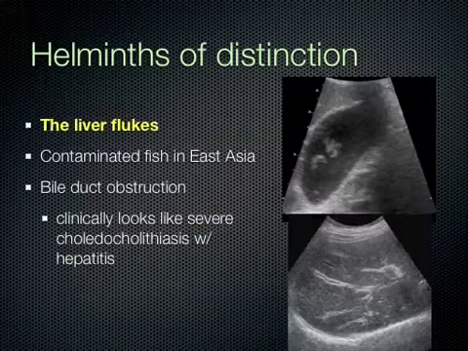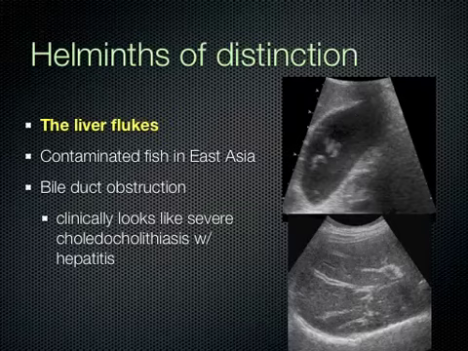Okay. Other helminths of distinction, the liver flukes, the Clonorchis and Opisthorchis. This is all transmitted by fish, usually freshwater fish in East Asia. I think the thing to know about the liver flukes is that they can cause biliary duct obstruction. So it's going to look clinically to us the same as some other kind of biliary obstruction, whether it's choledocholithiasis or maybe even cholecystitis, but you're going to treat this one with praziquantel. So remember, biliary duct obstruction, helminths of distinction, liver flukes.